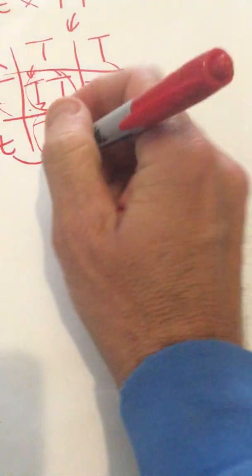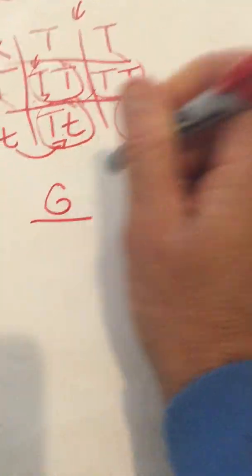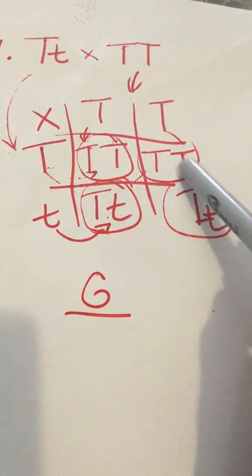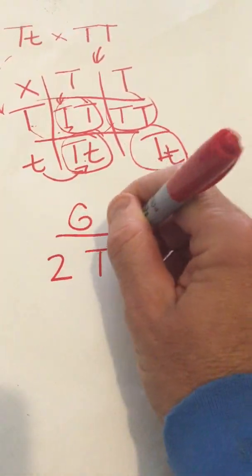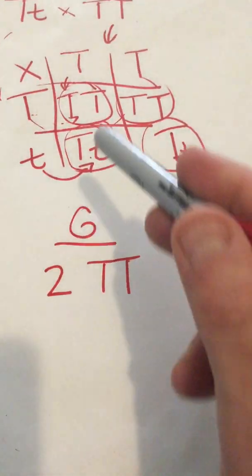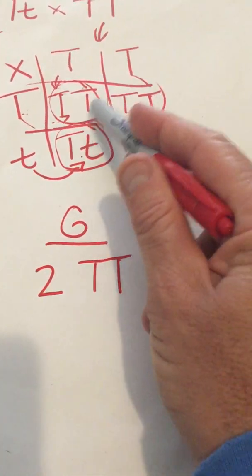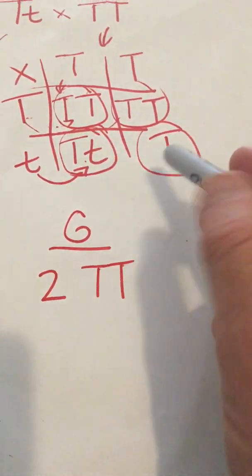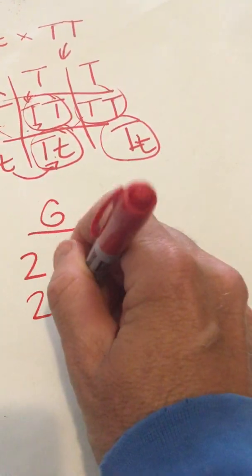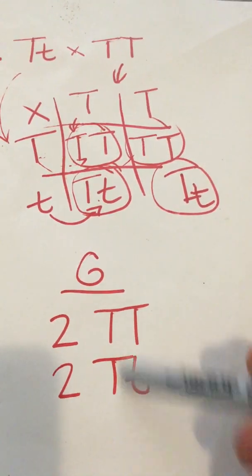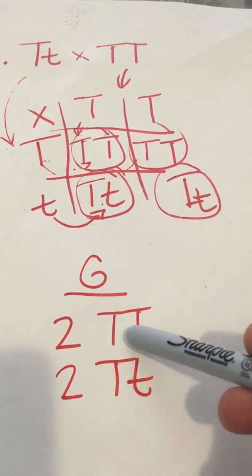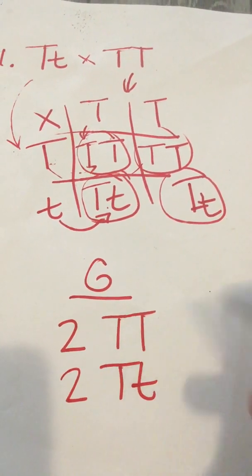So for our genotypes, what we do is we take an inventory of these four boxes. So we say, all right, we have two big T's from right here. And we have two big T, little t's. These represent the two different combinations of genotypes that these two people's offspring could have.